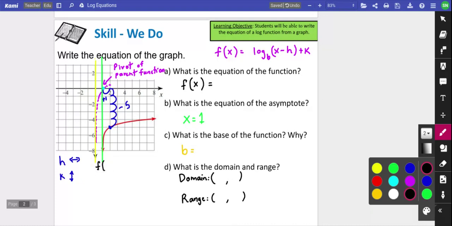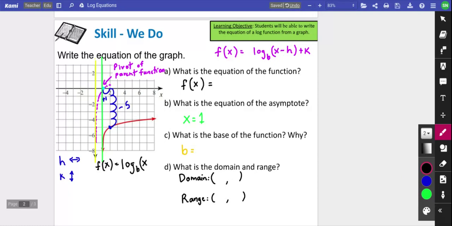So we start with f of x equals log base b. We don't know the base yet. We'll determine this shortly. And inside the parentheses, we have x. In the formula, it's x minus h. Since we move to the right, this will be x minus 1. Whenever you have something that goes inside the parentheses, you always do the opposite of what you did. So in here, we move 1 to the right. 1 is a plus, the opposite would be a minus. That's why we have a minus inside the parentheses.